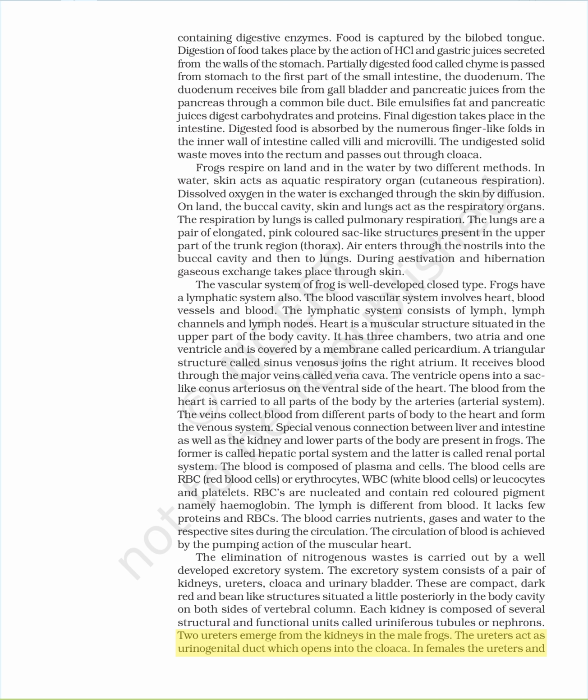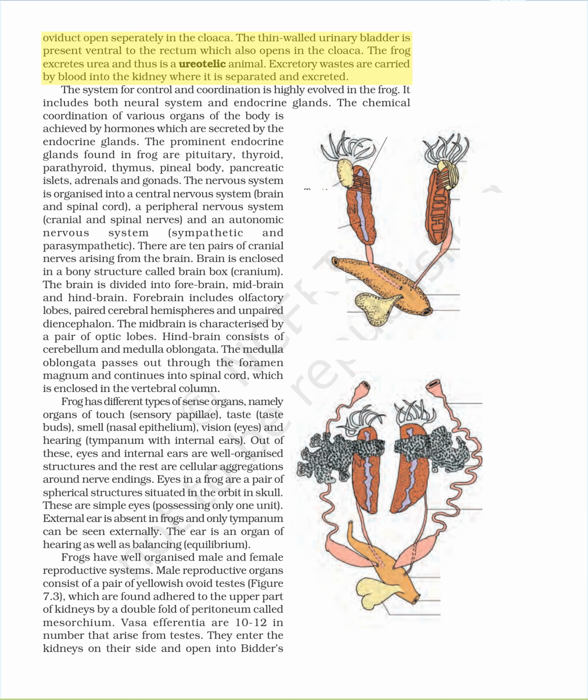Two ureters emerge from the kidneys in the male frogs. The ureters act as a urinogenital duct which opens into the cloaca. In females, the ureters and oviduct open separately in the cloaca. The thin-walled urinary bladder is present ventral to the rectum, which also opens in the cloaca. The frog excretes urea and thus is a ureotelic animal. Excretory wastes are carried by blood into the kidney where they are separated and excreted.